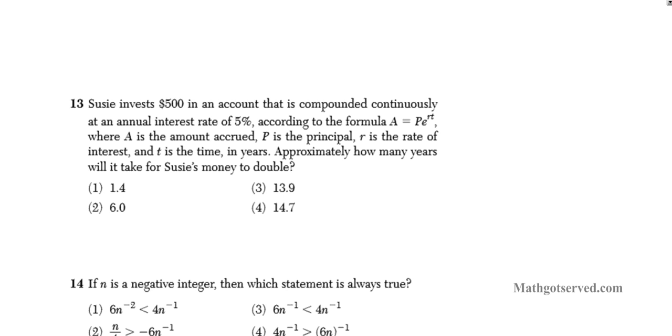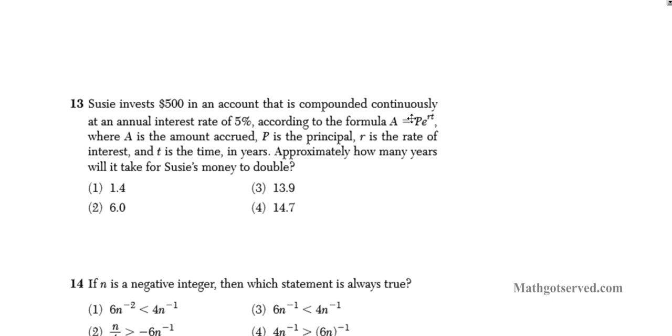All right, let's shift our attention to question 13. It has to do with an application of exponential functions, exponential growth to be specific. So Susan invests 500 in an account that's compounded continuously at an annual rate of 5%, according to the formula A equals Pe^(rt), where A is the amount accrued, P is the principal, r is the rate of interest, t is the time in years. Approximately how many years will it take for Susie's money to double?